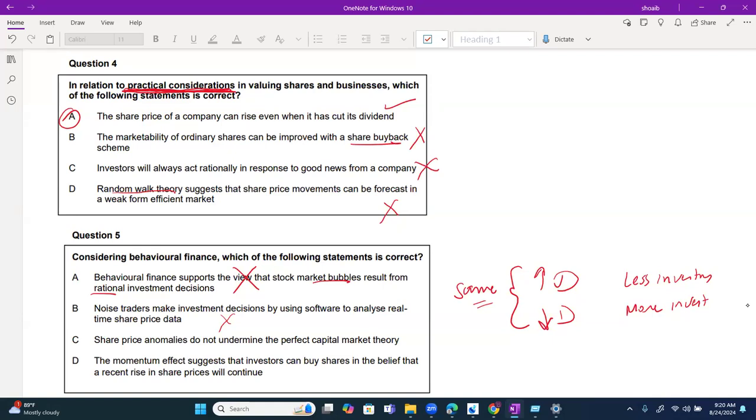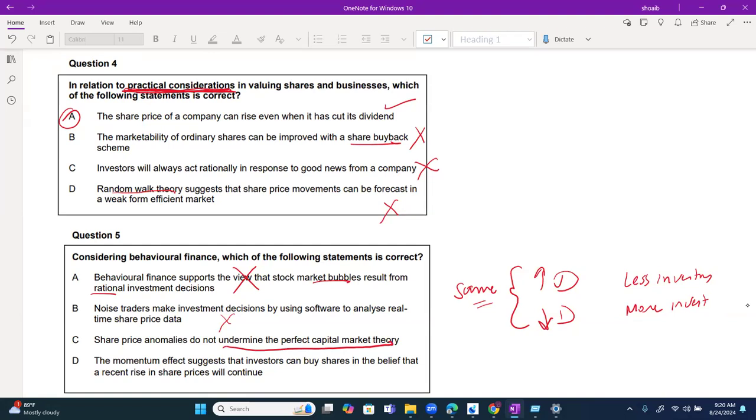But for example, normal is the sun rises in the east. Anomaly is which is against the normal. Anomaly is something which is different from the normal. So share price anomalies undermine, meaning reduce. Share price anomalies undermine the perfect capital market theory.